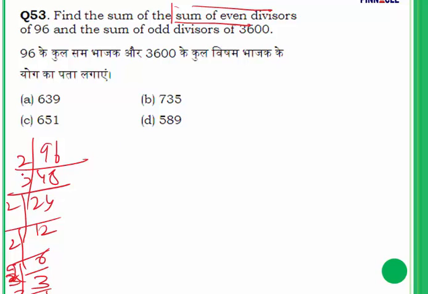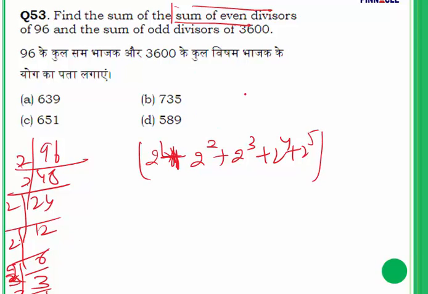So here we have to find the sum of the even divisors. The even divisors can be 2 power 1, 2 power 2, 2 power 3, 2 power 4, 2 power 5. These are the divisors. For example, 96 is divided by 2, by 4, by 8, by 16, and also by 32. So all these are divisors of 96, and these are all even divisors.